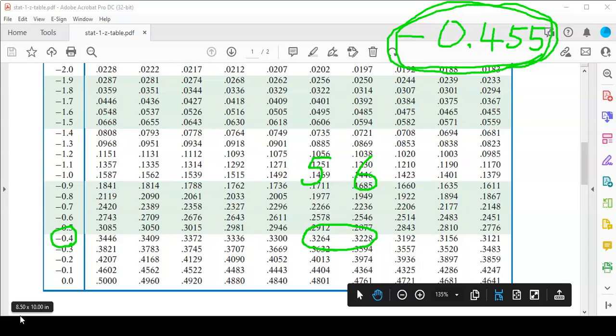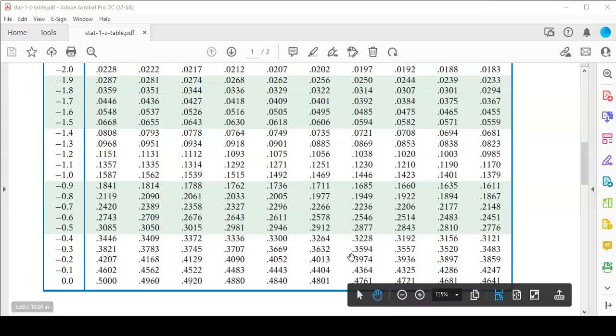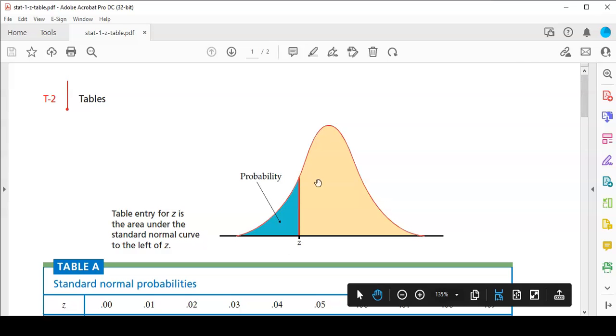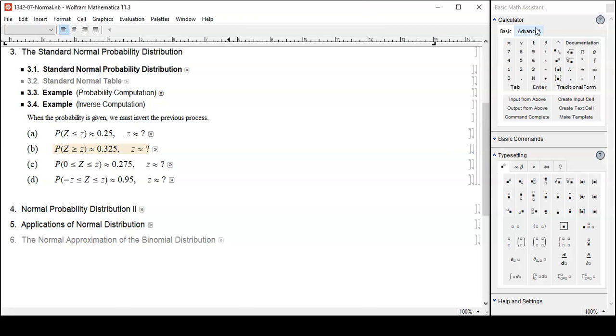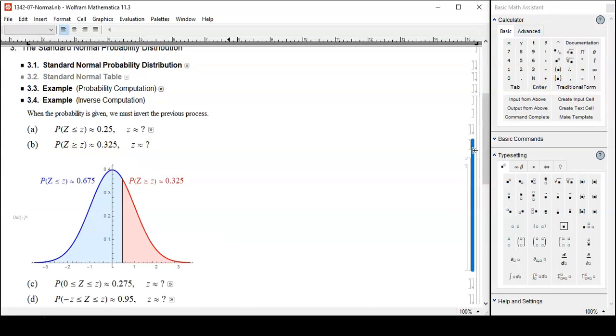Actually, no. Let's get out of this drawing mode. So right here, negative 0.455 looks okay, but why is it wrong? That's because this is left-hand side shading, and I want greater than, the right-hand side shading. You see, if you don't draw the picture, you can make this kind of mistake. So 0.325 is the right-hand side shading because I have this random variable greater than that z value. So what you should have looked at is 0.675.